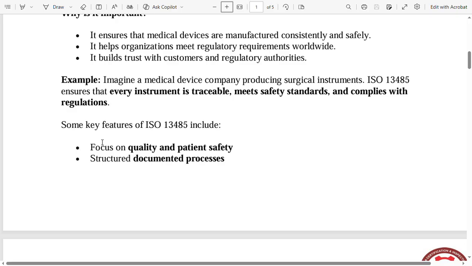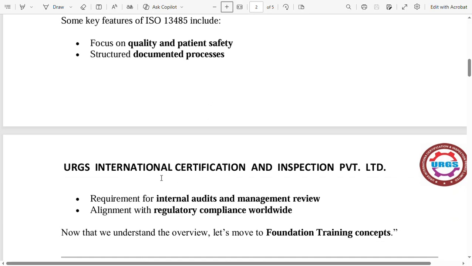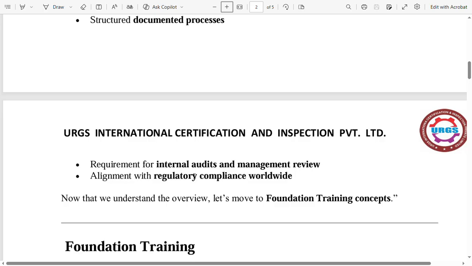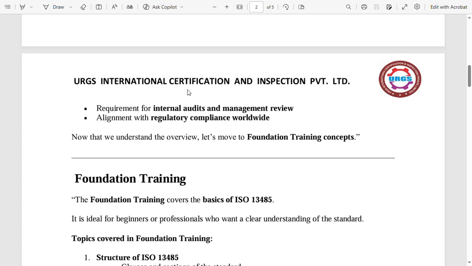Some key features of ISO 13485 include focus on quality and safety, patient safety, structure, documented processes, requirements for internal audits and management review, alignment with regulatory compliance worldwide. Now that we understand the overview, let us move to foundation training concepts.